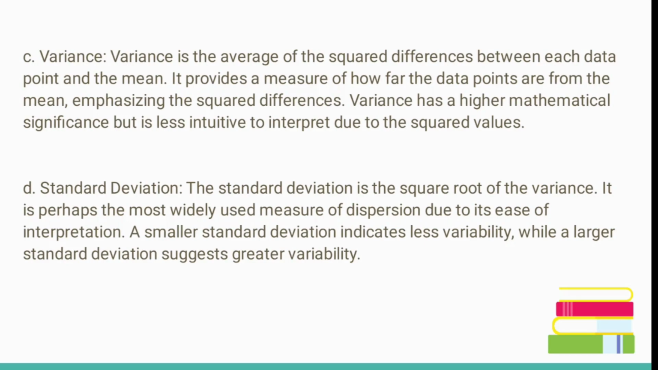Variance. Variance is the average of the squared difference between each data point and the mean. It provides a measure of how far the data points are from the mean, emphasizing the squared differences. Variance has a higher mathematical significance but is less intuitive to interpret due to the squared values. Standard deviation. The standard deviation is the square root of the variance. It is perhaps the most widely used measure of dispersion due to its ease of interpretation. A smaller standard deviation indicates less variability, while a larger standard deviation suggests greater variability.